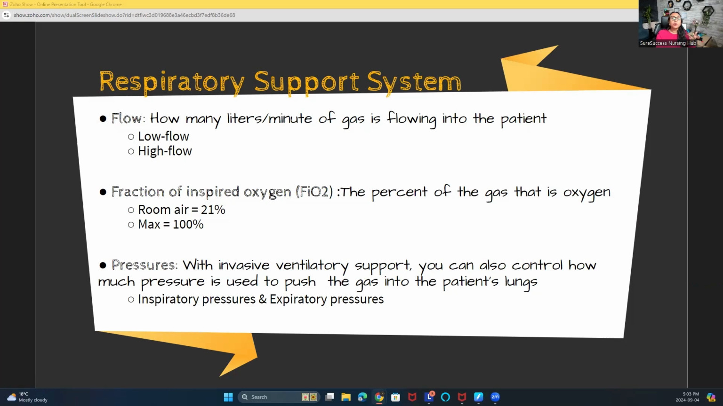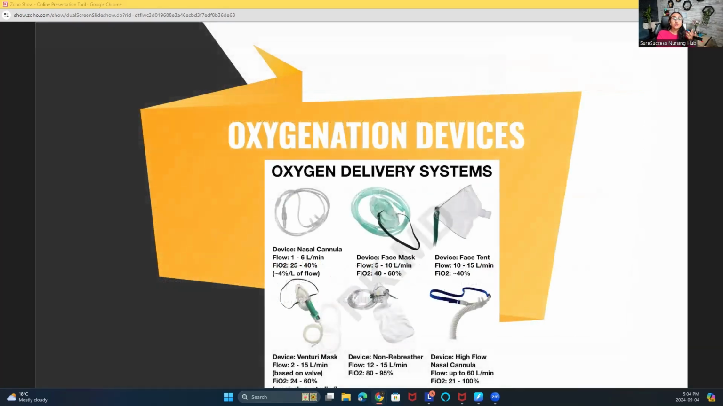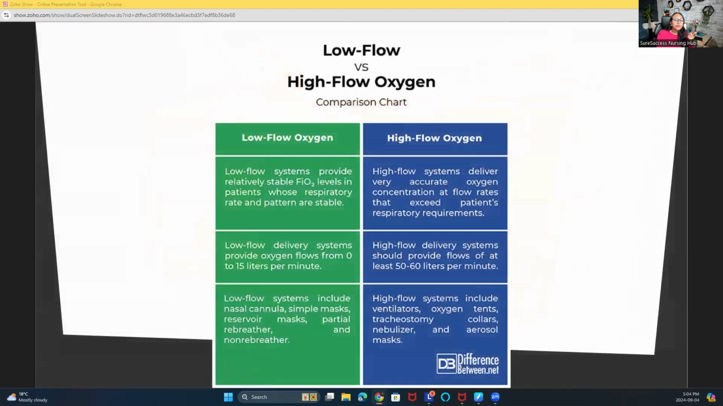Now let's discuss the oxygen devices, low flow and high flow, right? I hope everybody has seen oxygen mask, nasal cannula. What do you think oxygen mask is? Low flow or high flow? Low flow. Yes, it is low flow. Nasal cannula, face mask, face tent, etc. So what is the difference between low flow and high flow?